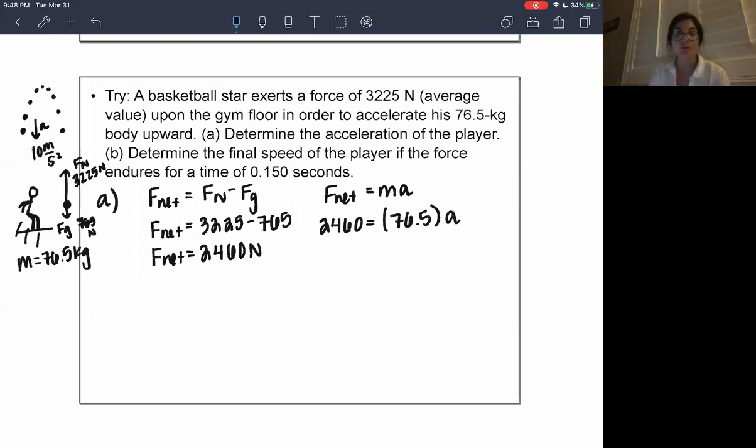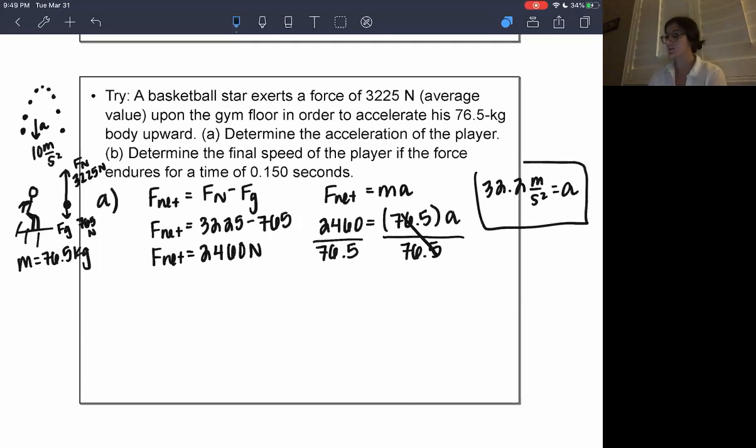So my net force is 2,460. My mass is 76.5. I have to solve for acceleration by undoing what's being done to it. So right now it's being multiplied. I undo multiplication with division. So I'm going to divide both sides by 76.5. So 2,460 divided by 76.5 gets me an answer of 32.2 meters per second squared. So this is my answer to letter A.